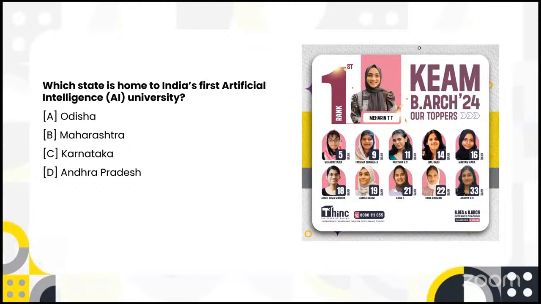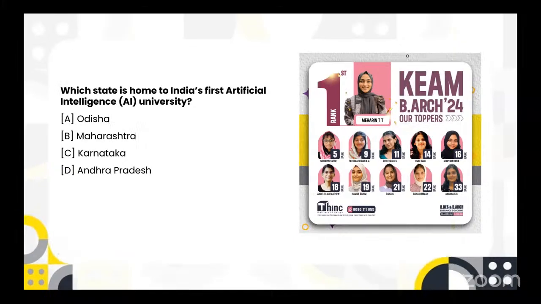Next one, which state is home to India's first artificial intelligence university? Odisha, Maharashtra, Karnataka, Andhra Pradesh. Okay, so recently a task force has been formed for planning and implementation of this particular program. This university will have AI research and AI development in different areas like education, innovation, and many more. So this is in Maharashtra. Maharashtra will be home to India's first artificial intelligence university.